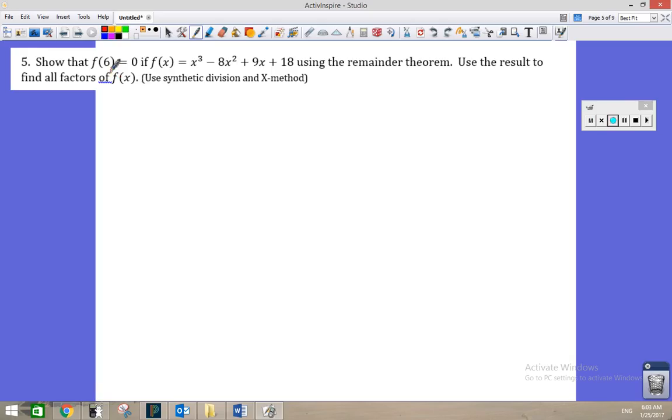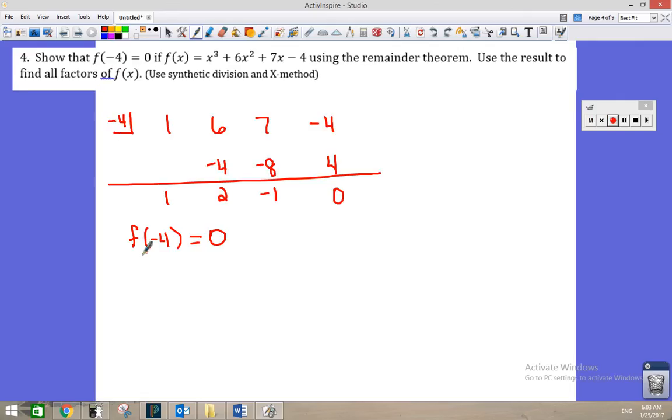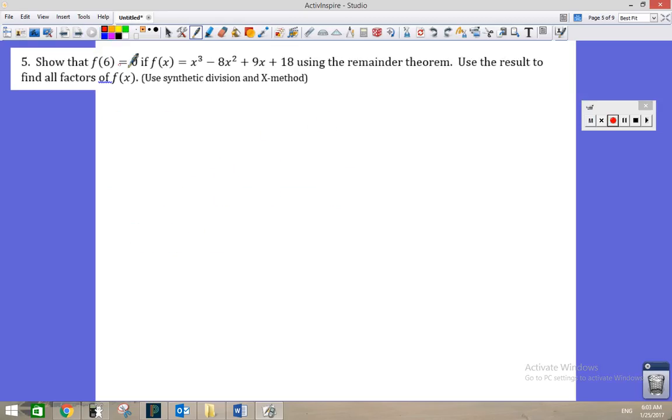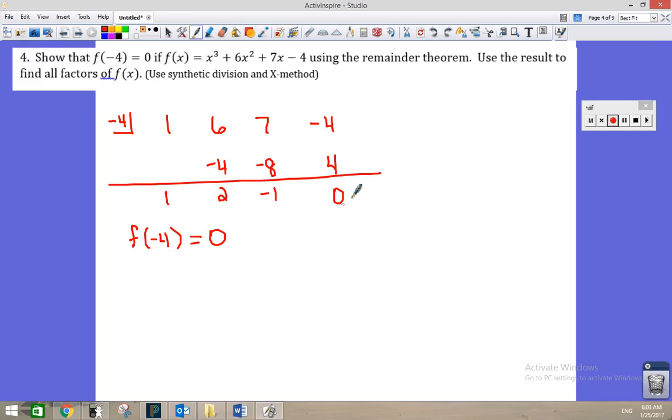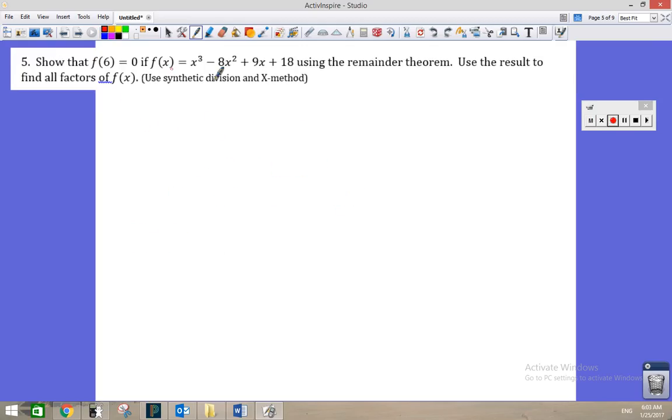Now notice that it's telling us to verify that f evaluated at 6 is 0. Remember, after the synthetic division, we're using that remainder right there to write our final answer. And this is just saying to make sure that 0 is down here as our remainder.